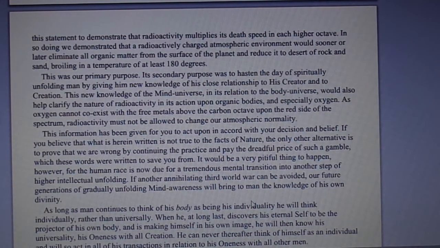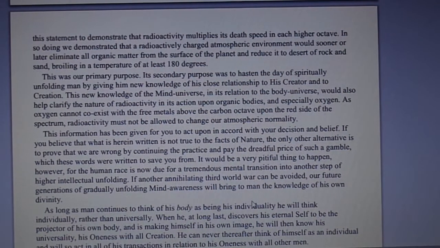As oxygen cannot coexist with the free metals above the carbon octave upon the red side of the spectrum, radioactivity must not be allowed to change our atmospheric normality. This information has been given for you to act upon in accord with your decision and belief. If you believe that what is herein written is not true to the facts of nature, the only other alternative is to prove that they are wrong by continuing to practice and pay the dreadful price of such a gamble, which these words were written to save you from.